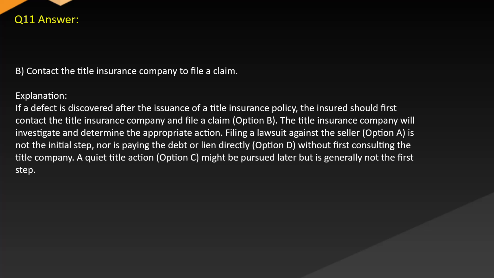Filing a lawsuit against the seller, option A, is not the initial step, nor is paying the debt or lien directly, option D, without first consulting the title company. A quiet title action, option C, might be pursued later, but is generally not the first step.